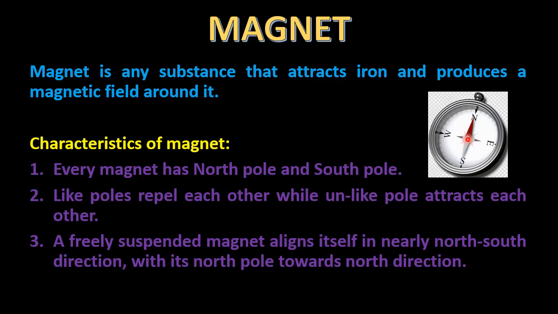If this compass is kept horizontally, then the needle of the compass will align itself in the north-south direction, in which the north pole of the needle will always point towards the north pole of the earth. Due to this, we use the magnetic compass to know the direction. It is used to know the direction in ships and also while traveling in the desert.